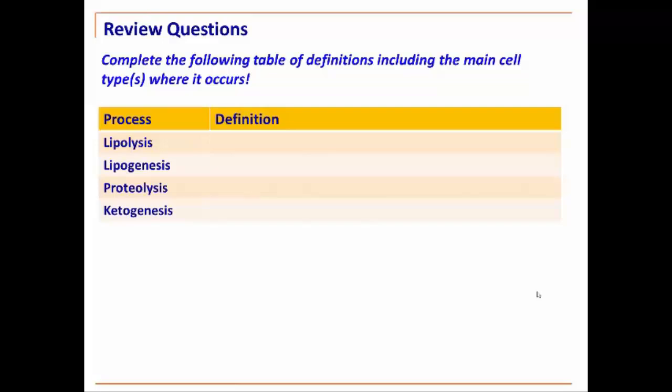Okay, so lipolysis, that is the breakdown or the catabolism of triglycerides into glycerol and fatty acids, mainly occurring in our adipose tissue. The fatty acids are used around the body as an energy source, except for the brain. The glycerol goes to the liver, where it's converted into glucose, where it can be used as an energy source.